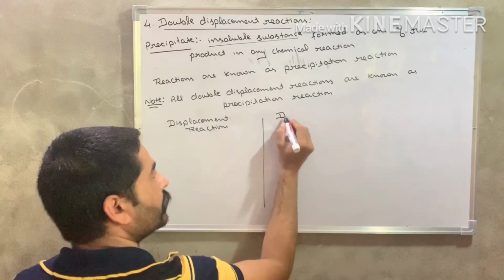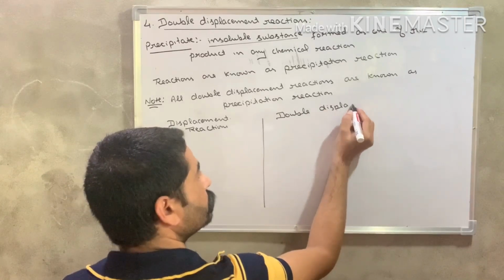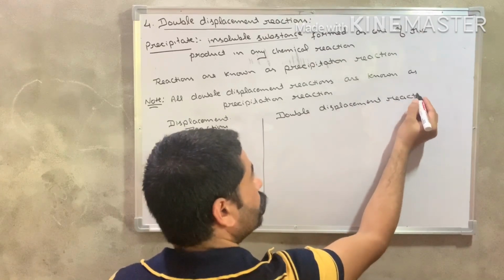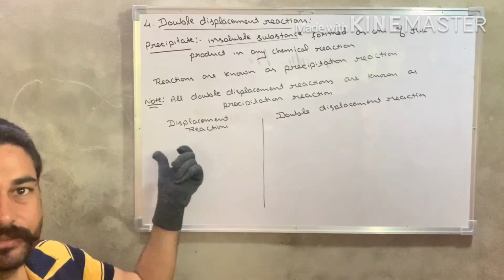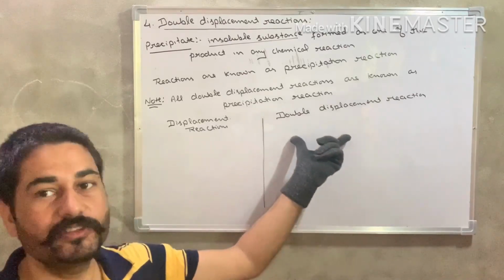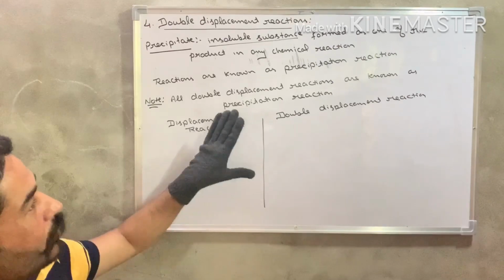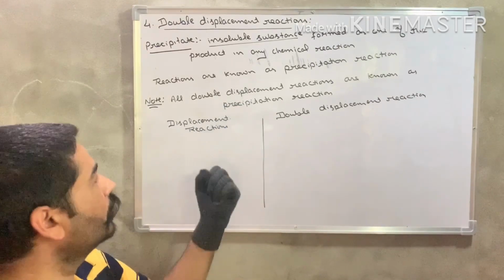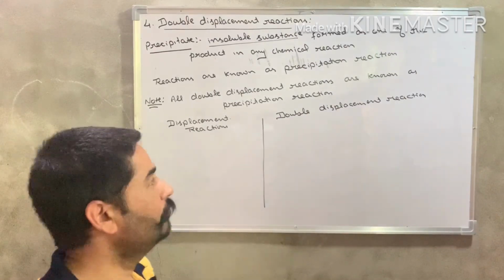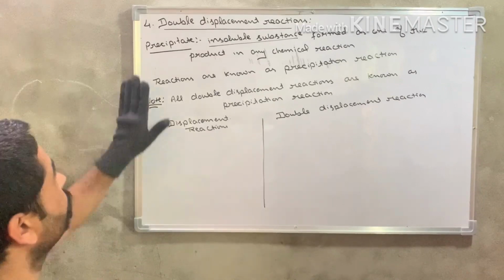One point is the definition. In a displacement reaction, a more active element will displace the less active element from its compound, whereas in a double displacement reaction there is an exchange of ions. Second, in a displacement reaction, there may or may not be a precipitate, in most cases there would not be, whereas in a double displacement reaction a precipitate will form. So likewise you have to note the differences between displacement reactions and double displacement reactions.